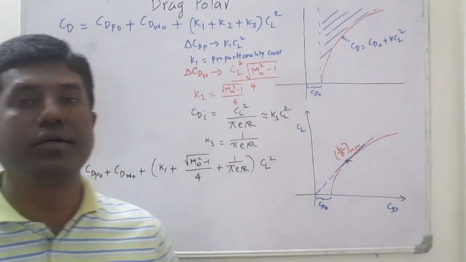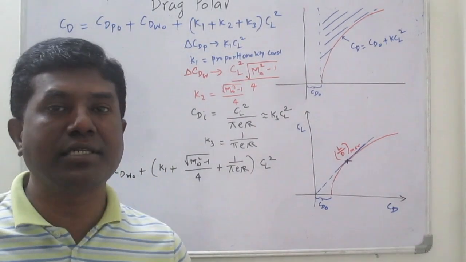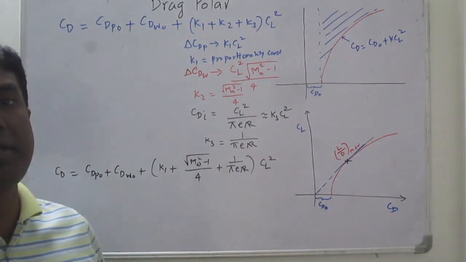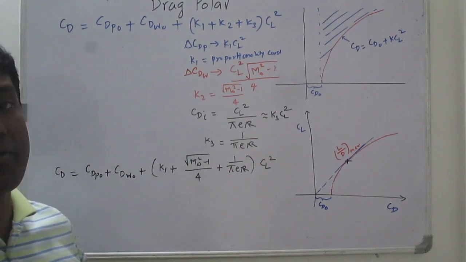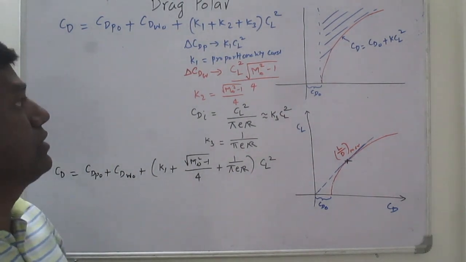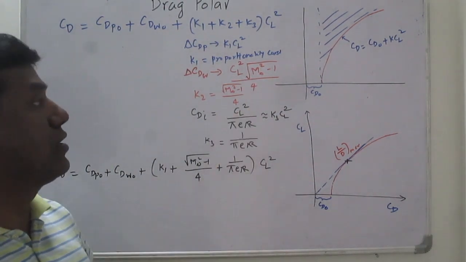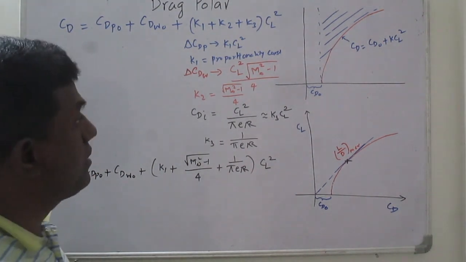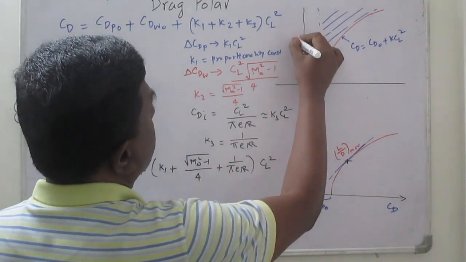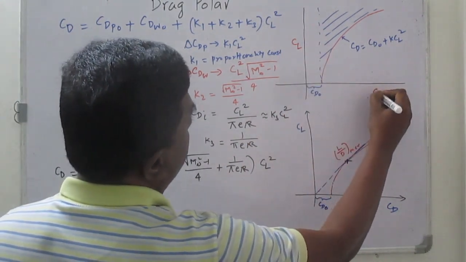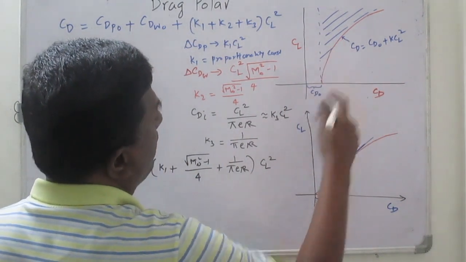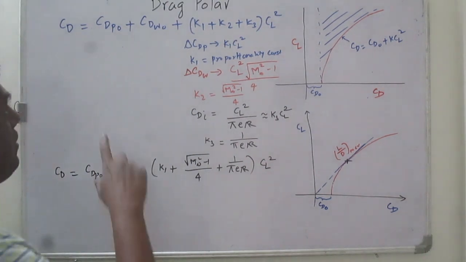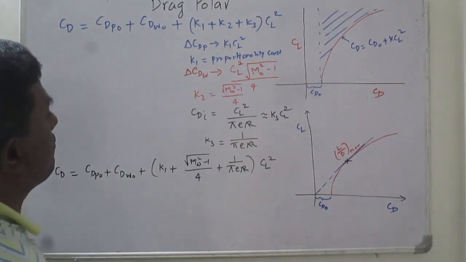Hello everyone. In the series of learning aerodynamics, let us see more about drag polar. In the previous class, we have seen how to derive the drag polar equation, and also how to obtain the drag polar curve. That means drag polar on the plot, that is nothing but CL versus CD. So this is the drag polar plot, and we have seen how the actual drag polar equation looks.